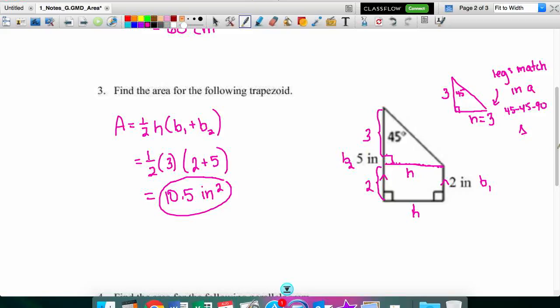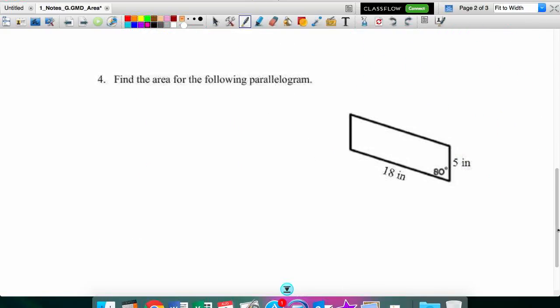Okay, moving on to our 4th area problem. Here we want to find the area of a parallelogram. Our area for our parallelogram is base times height. So I need to pick a base and a height. And again, make sure you're thinking about which one you want to be your base and which one you want to be your height. Our base is actually not going to be horizontal here because none of the sides are perfectly horizontal. You may want to pick the 5 as your base, which you totally could do, but then your height is going to be some vertical here.